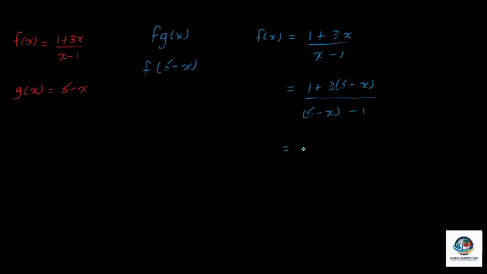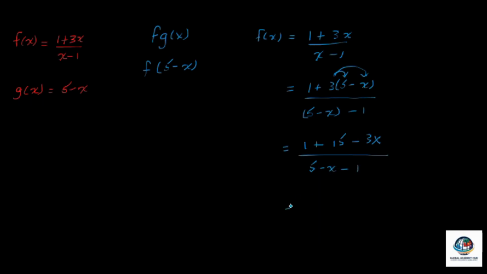So now we have 1 plus, now this 3 has to be multiplied by the 5 and by the minus x. So 3 times 5 is 15, minus 3x, divided by 5 - x - 1.